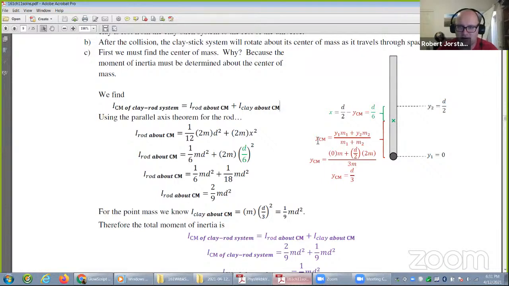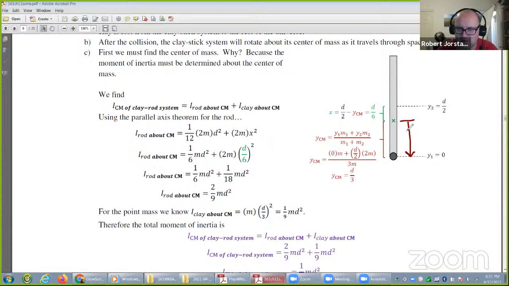First, are you okay with the center of mass calculation that I did? What I did is I just said, let's make the bottom 0, let's make the top d/2 or the middle of this thing. And so I did a quick center of mass calculation. Well, there that is. It's d/3. So this distance here is d/3. I did the math, the center of mass.